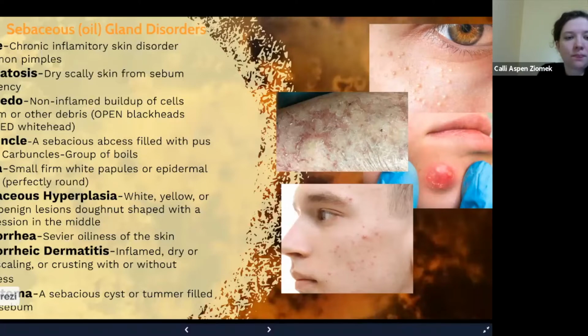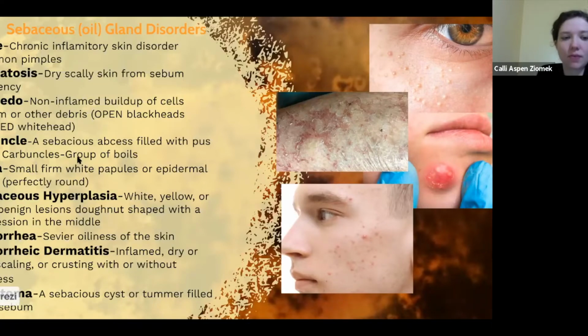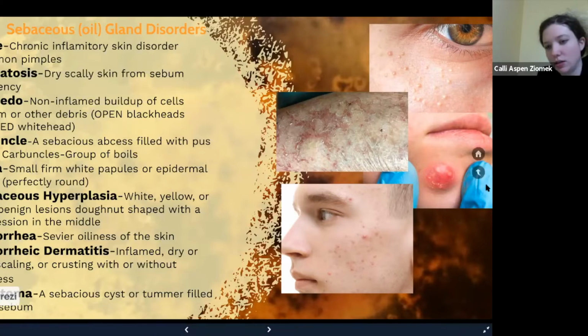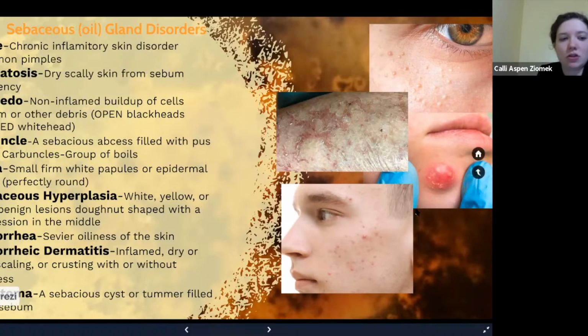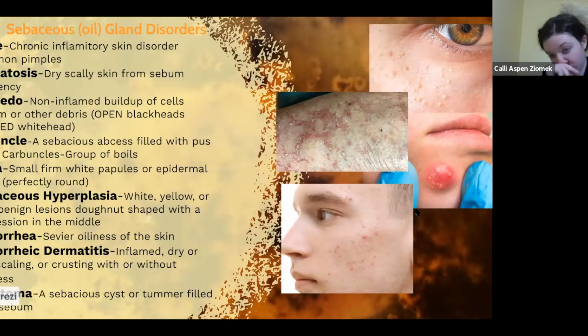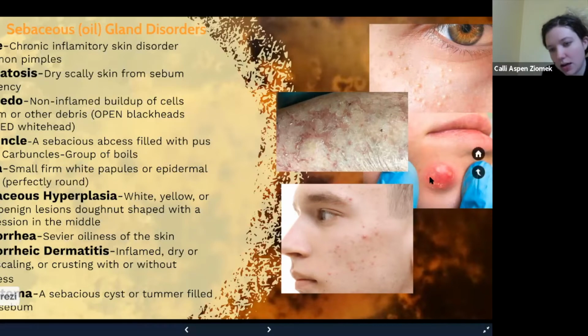Then you have a furuncle, which is a sebaceous abscess filled with pus, also known as a boil. So that's this image with the blue gloves that you see over here. And when multiple are right next to each other, they are called carbuncles. So that is a group of boils. They kind of pile on top of each other, which is what this image is.